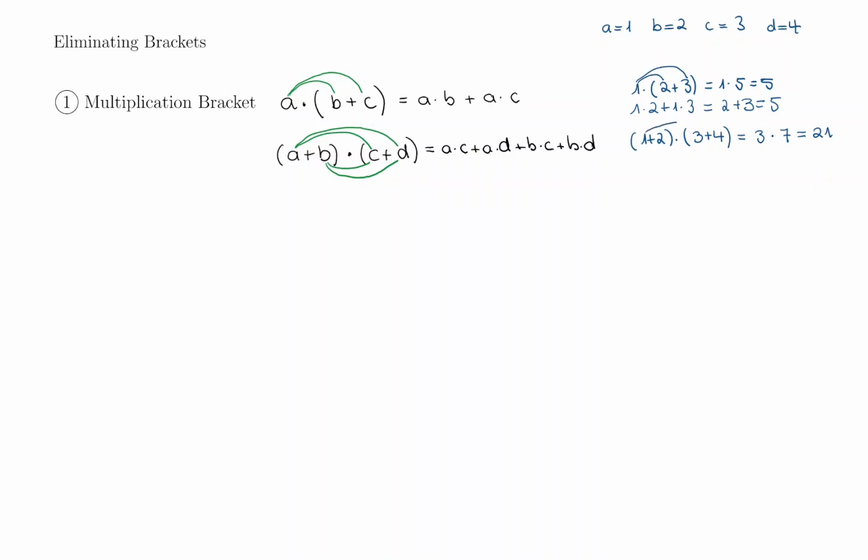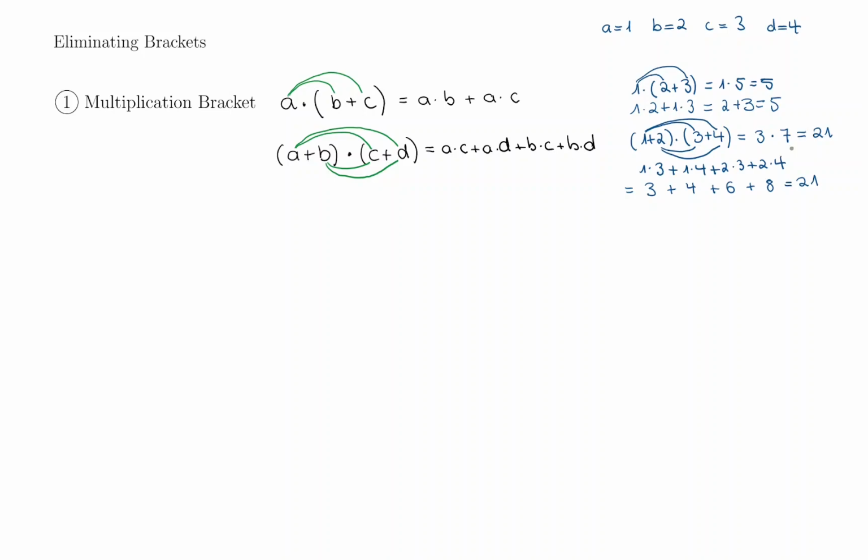We multiply everybody with everybody, so like this. And that would be 1 times 3 plus 1 times 4 plus 2 times 3 plus 2 times 4. Okay, and that would be the same like 3 plus 4 plus 6 plus 8. And if we sum that up, we do get 7 plus 6 is 13 plus 8. We do also get our 21.